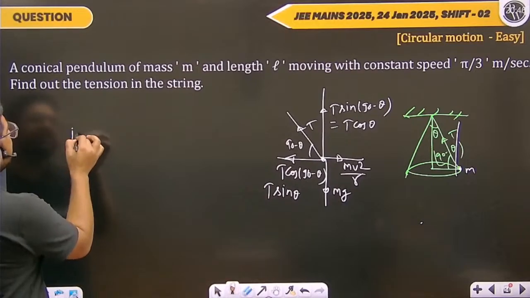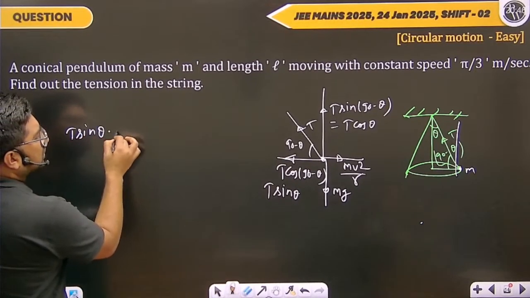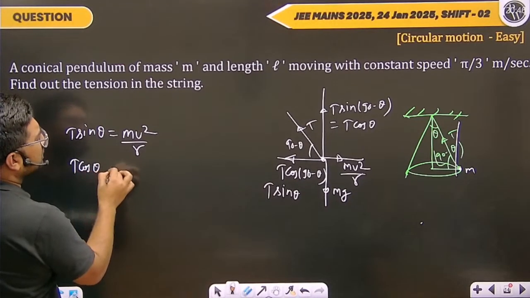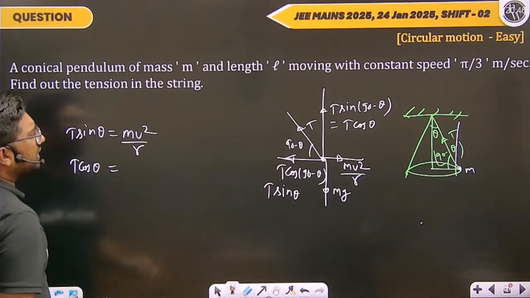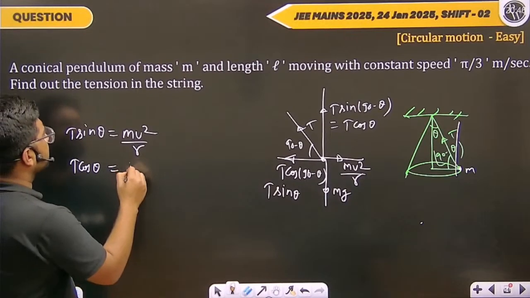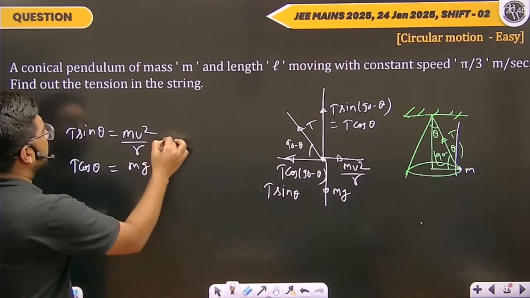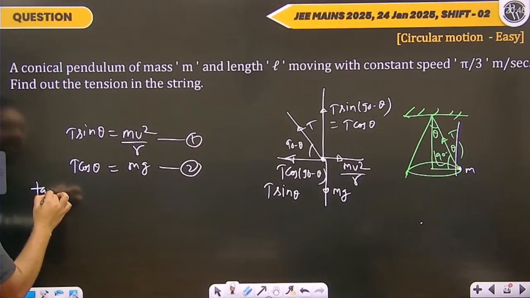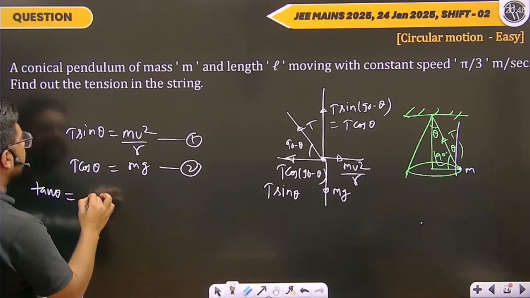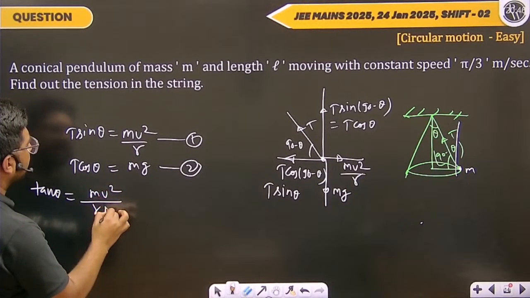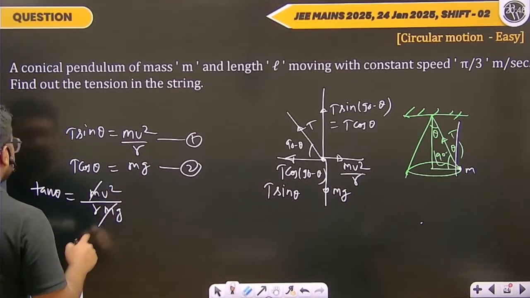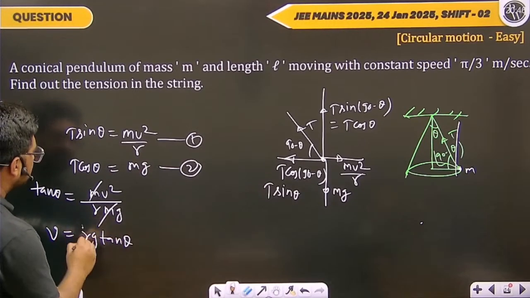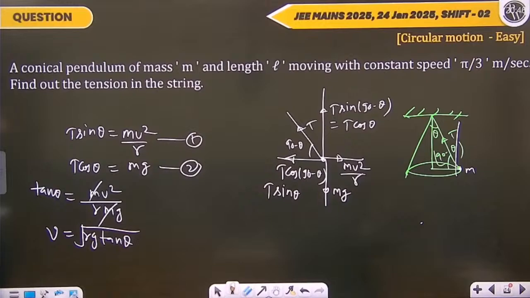So T sin theta equals mv square by r, and T cos theta equals mg. When we divide 1 by 2, it will become tan theta, equal to m v square by r over m g. The m cancels, so v equals square root of r g tan theta.